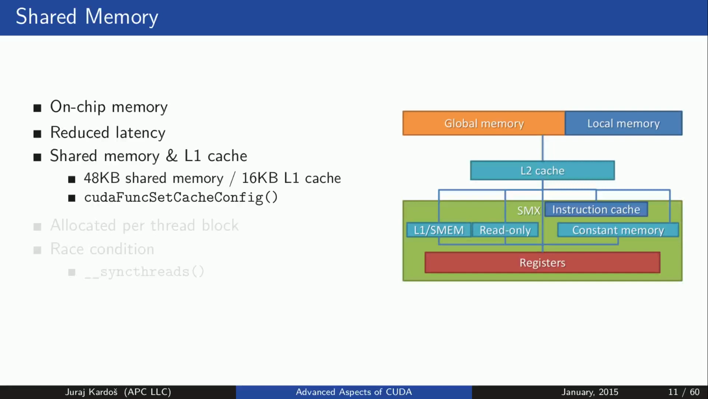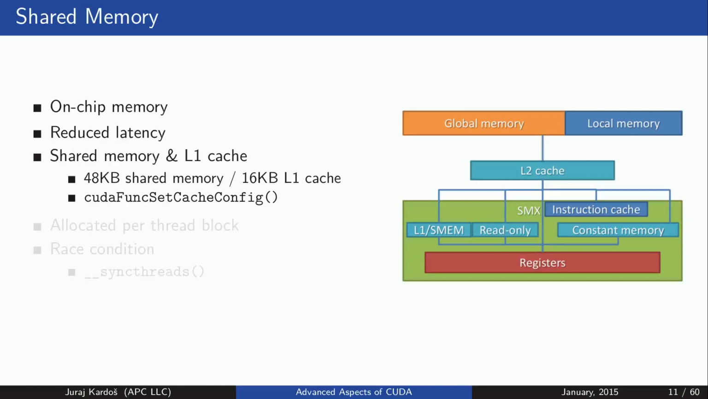On Fermi and Kepler devices, each multiprocessor has 64 kilobytes of on-chip memory that can be partitioned between L1 cache and shared memory. We are talking about this part of the memory hierarchy, with CUDA cores being somewhere here. For devices of compute capability 2, there are two settings, 48 kilobytes of shared memory and 16 kilobytes of L1 cache, and the other way around.